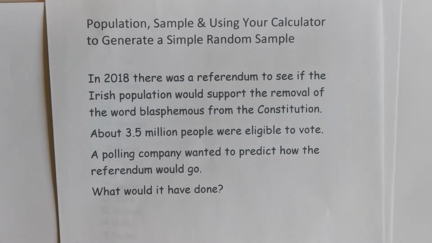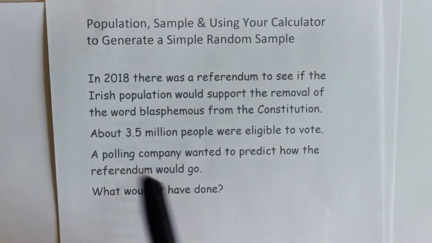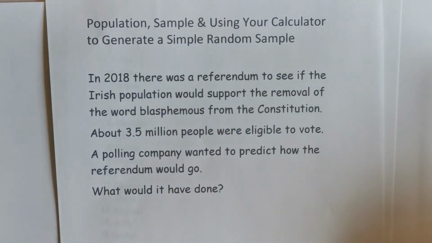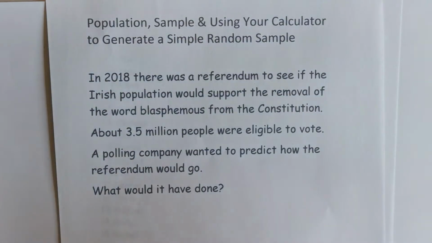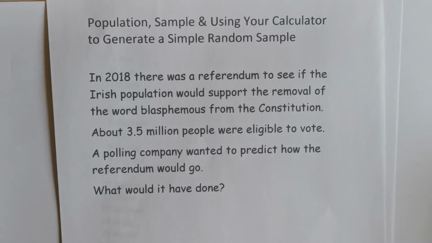So now we look at a situation where all this stuff might come into play. This is an actual referendum that took place in 2018. It was a referendum to see if the Irish population would support the removal of the word blasphemous from the Irish Constitution. Okay? A referendum, everyone votes either yes or no. Yes, we want it removed from the Constitution. No, we do not want it removed from the Constitution. And there were about 3.5 million people that were eligible to vote.